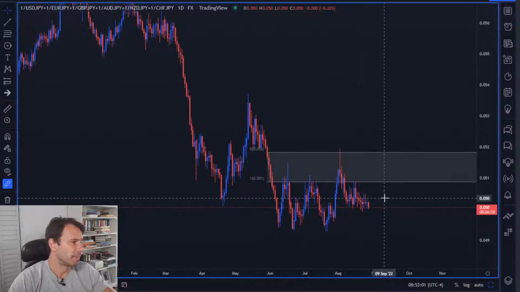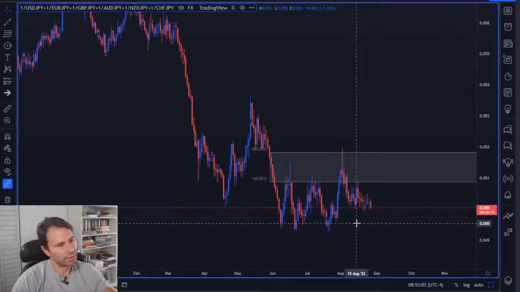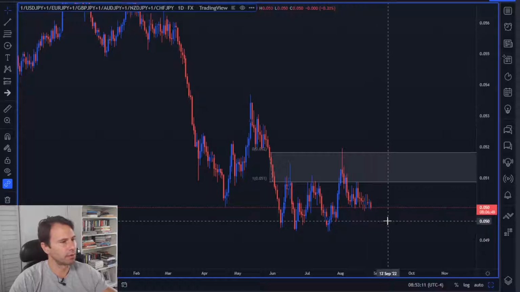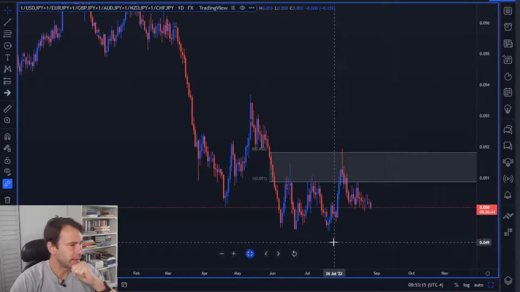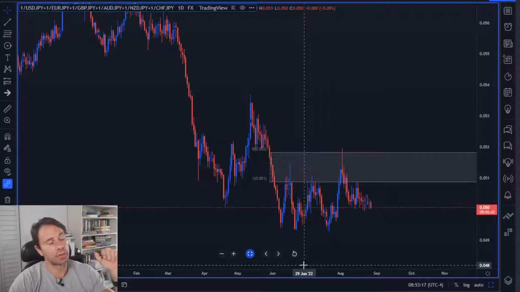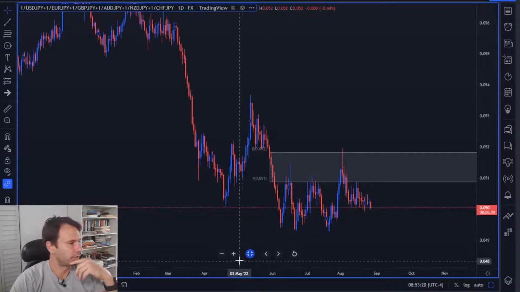I will give this currency around 20 to 30% weight in my trading plan. I would put like 60% on the dollar because this is a stronger currency.